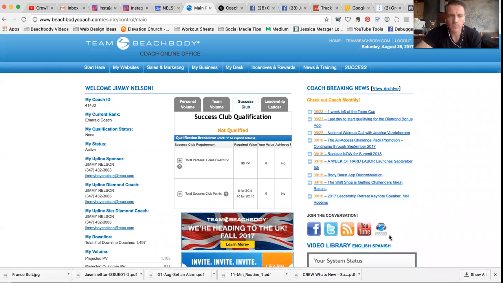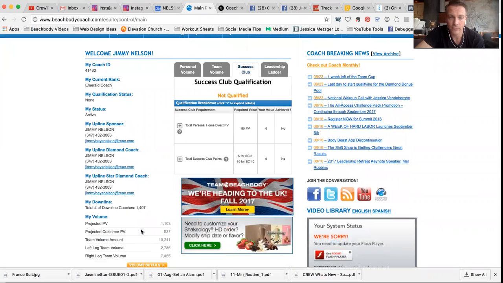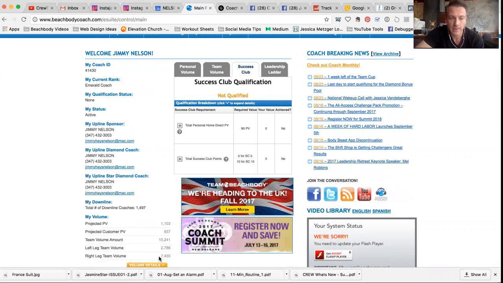So if I go here to my back office, you'll see here's one of my CBCs. And if you don't know, a reminder, we are in a binary system, which means you have a left leg and a right leg. Most of the time, one of those legs is stronger than the other, meaning there's much more volume in one leg than the other leg. For example, right here, you can see my left leg and right leg volume, that my right leg is substantially higher than my left leg.